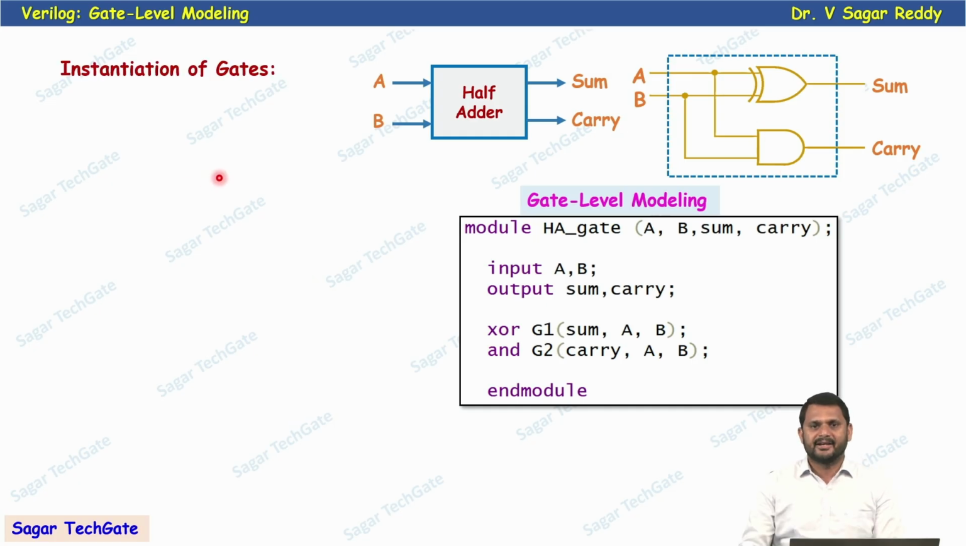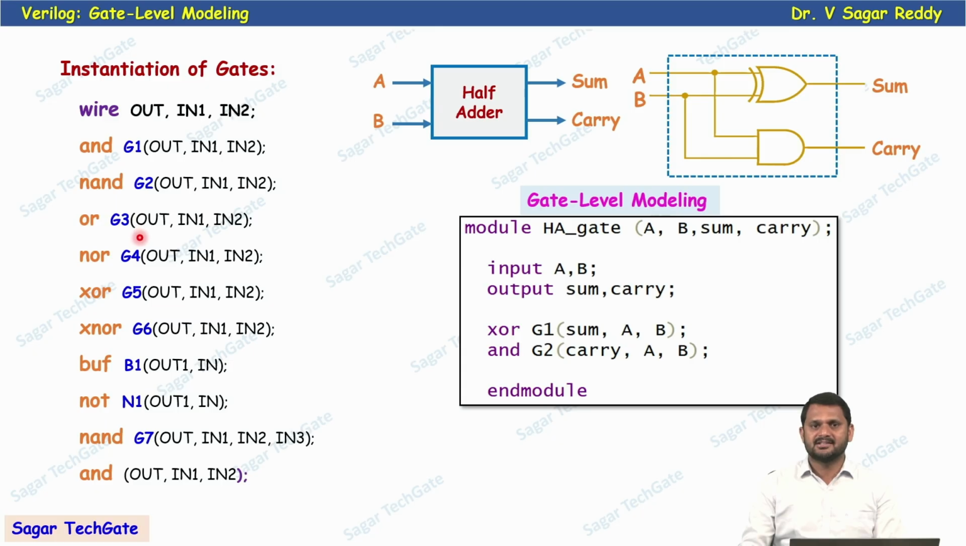So how to instantiate gates? These are the various gate primitives we use in gate level modeling. Here these are the gate names, and these are the instance names. So this is the AND gate primitive with instance name G1, this is the output, and the inputs are in1 and in2. In the same way we can instantiate NAND, OR, NOR, XOR, XNOR, buffer, NOT and different gates to build different circuits, and we interconnect them by using wires.